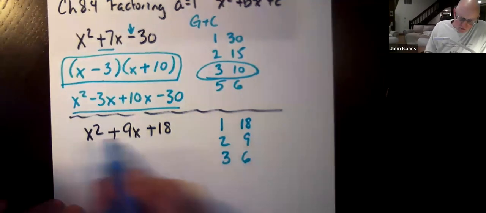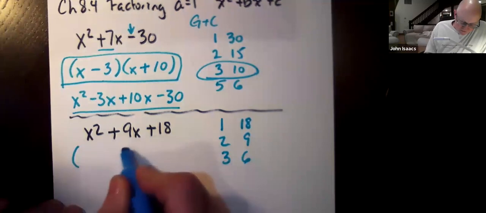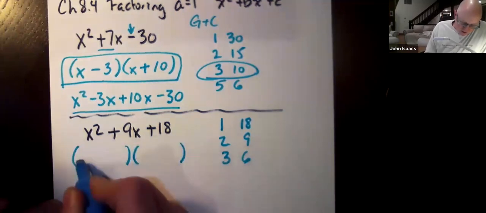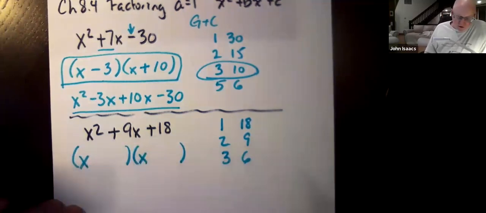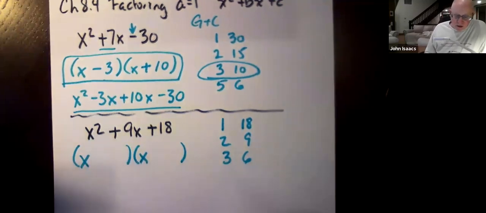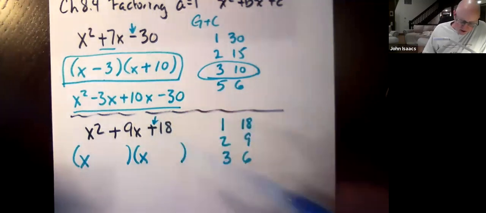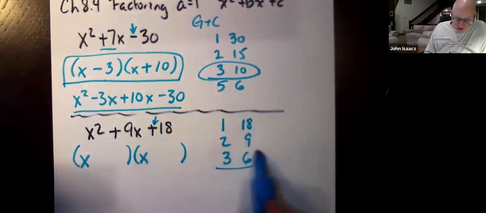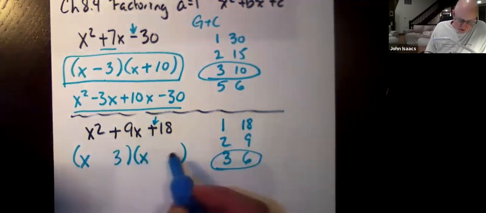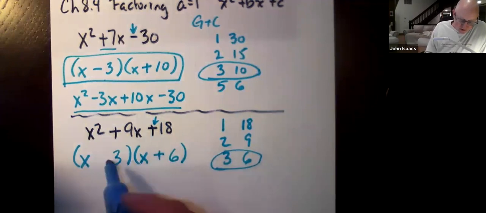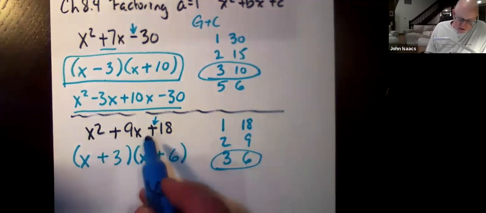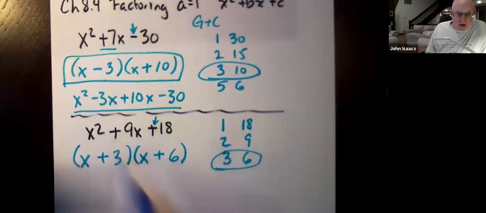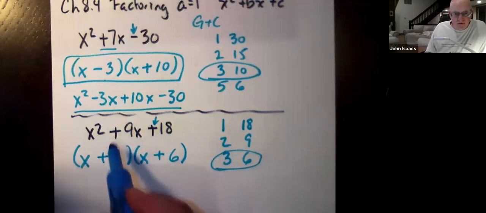So we have a trinomial. It's quadratic. It has x squared as the first term, so we're just going to have x's. And here, because this is positive, we're looking for two numbers that actually add to 9. Two numbers that add to 9 are 3 and 6. So we're going to put 3 and 6 over here. And we're going to put both pluses because these have to be the same sign and they have to be positive in order for this to wind up positive 9x.